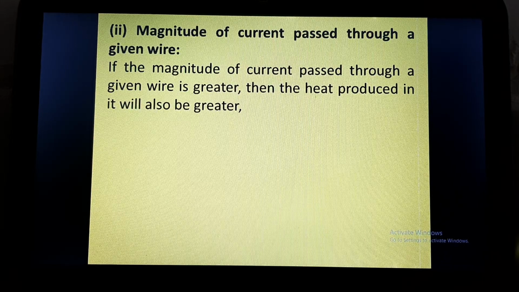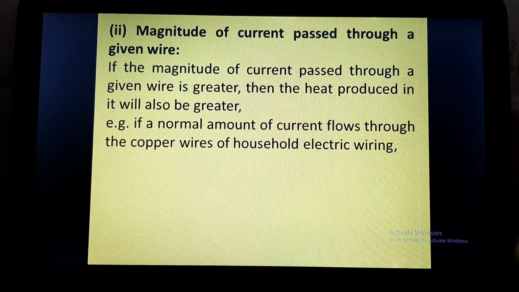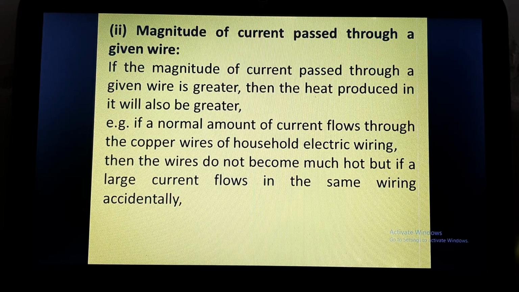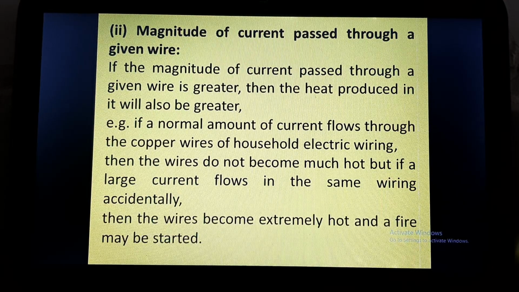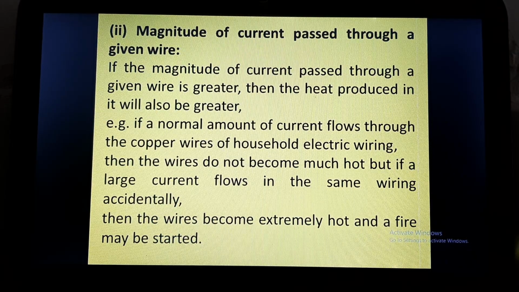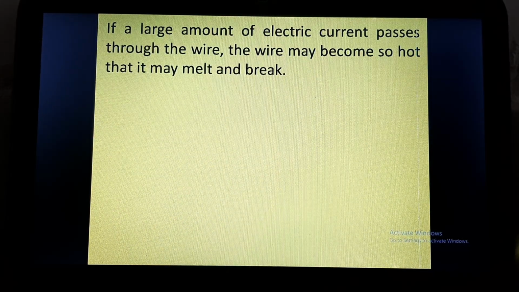So if the magnitude of current passed through a given wire is greater, then the heat produced will also be greater. So if a normal amount of current flows through copper wires of household electric wiring, nothing will occur and it will not become much hot. But when a large current flows in the same wiring accidentally, what will happen?